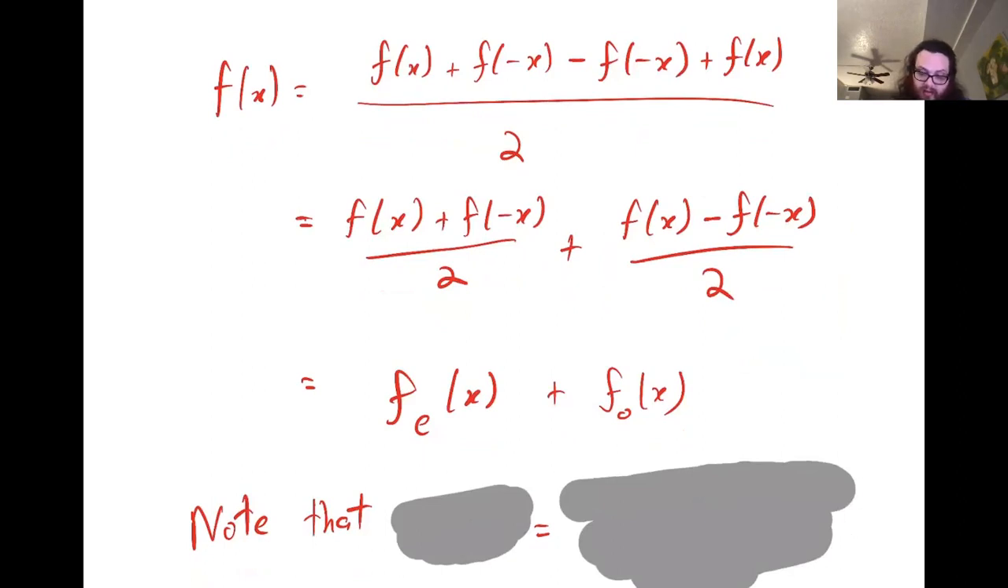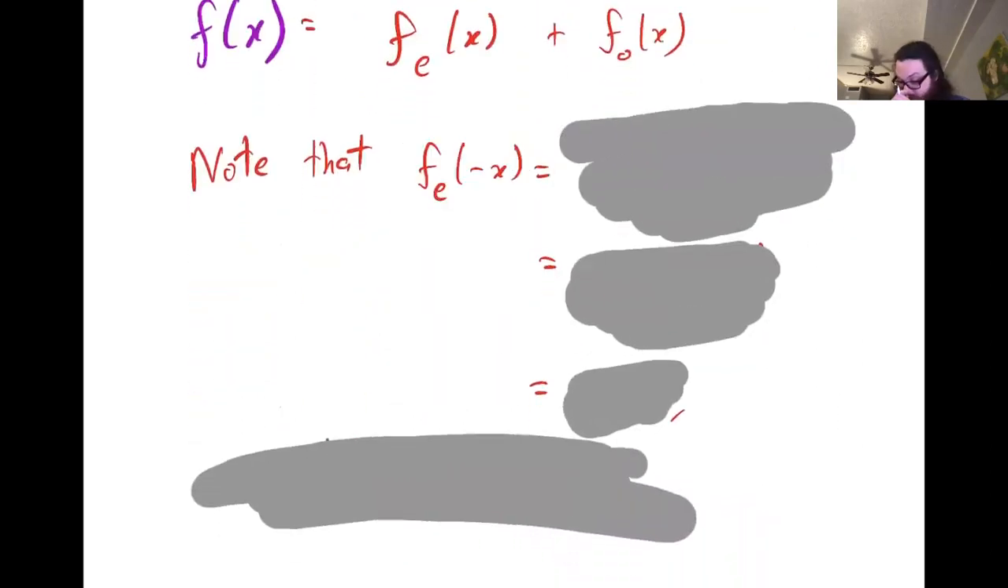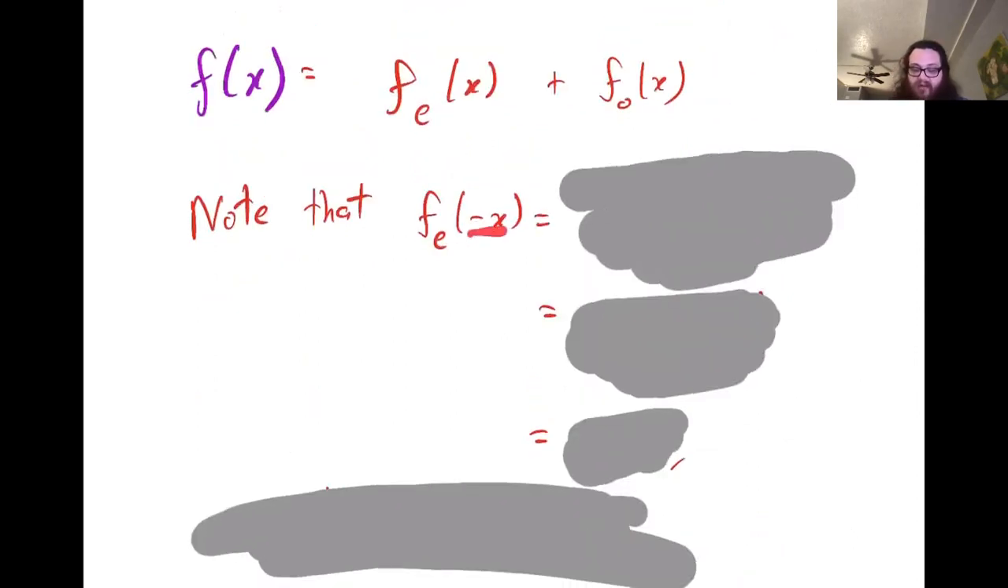So in this way, we've written f of x as a sum of an even function and an odd function. The remaining verification is that this is indeed an even function and this is an odd function. We can check that. If we consider the even part and plug in negative x, for this to be an even function, we want this to equal f sub e of x. F of negative whatever is equal to f of whatever, just like cosine.